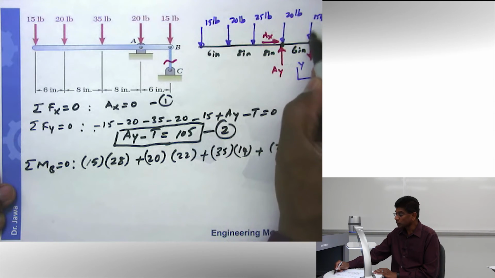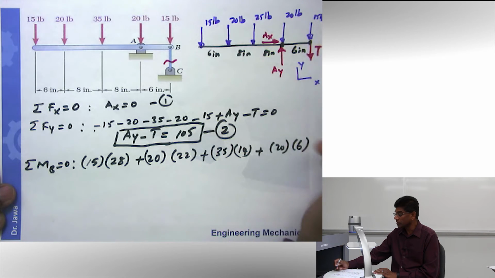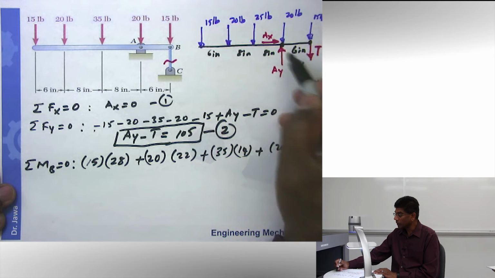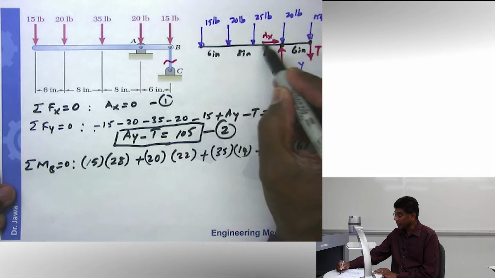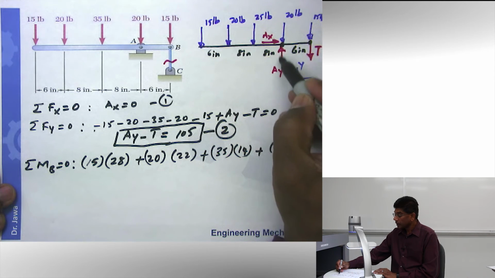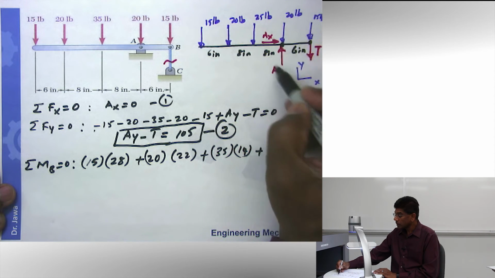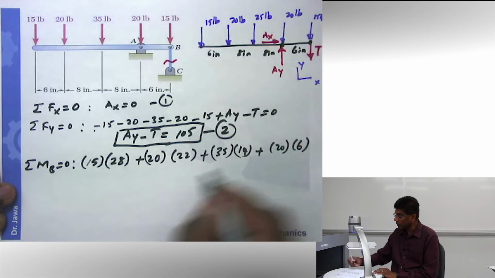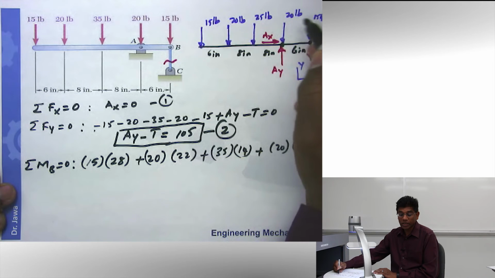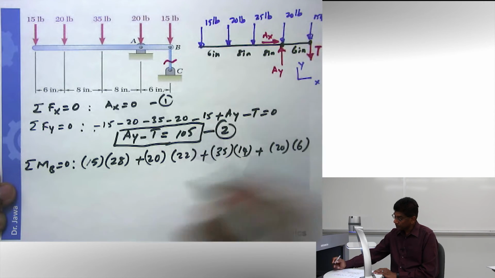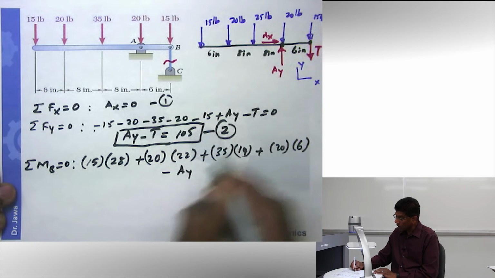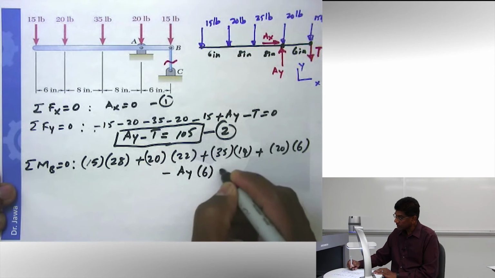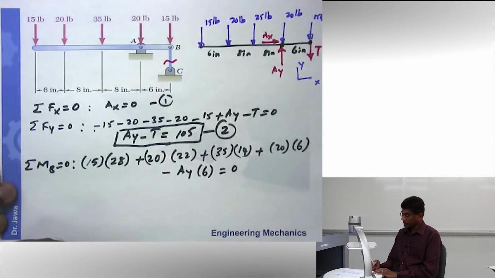Now this 15-pound force won't give any moment because it is right here. T won't give any moment, and A sub x obviously won't give any moment. So the last unknown support reaction left in this particular equation will be A sub y, which is going to give you a clockwise moment. Why? It's directed upwards. So it is going to be negative A sub y times 6 equal to 0.